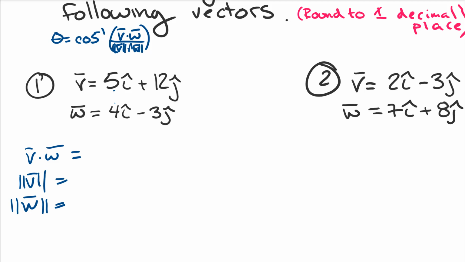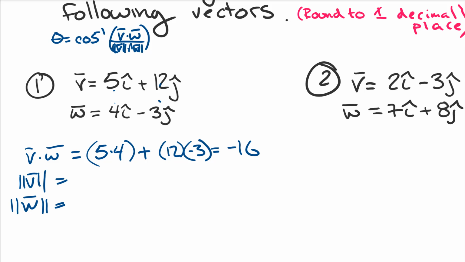And that's just take your two components and multiply them together. 5 times 4 plus, and now we'll multiply our j components. 12, negative 3. And what do we get? 20 plus negative 36? What's that? Negative 16. Yeah, that's 36, 20. Yeah, okay, we're good.